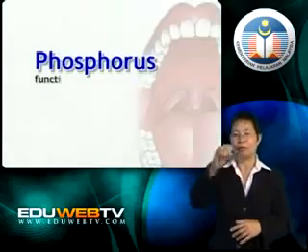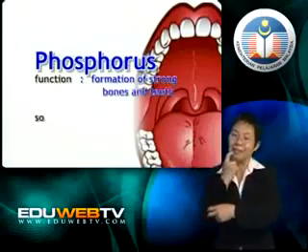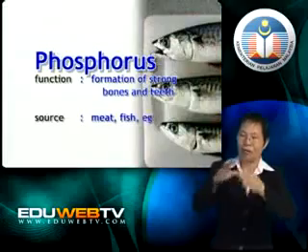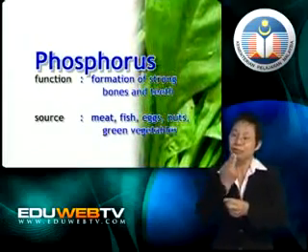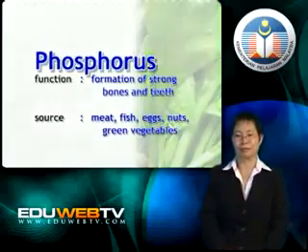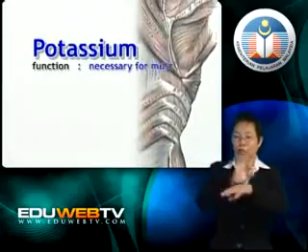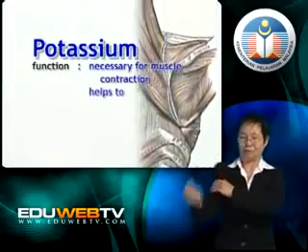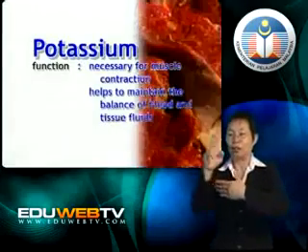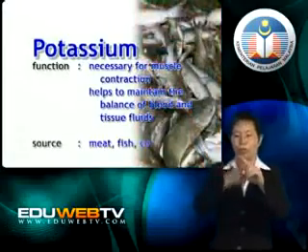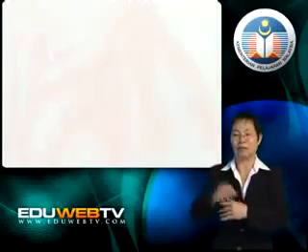Phosphorus. Function: formation of strong bones and teeth. Source: meat, fish, eggs, nuts, green vegetables. Potassium. Function: necessary for muscle contraction, helps to maintain the balance of blood and tissue fluids. Source: meat, fish, cereals.